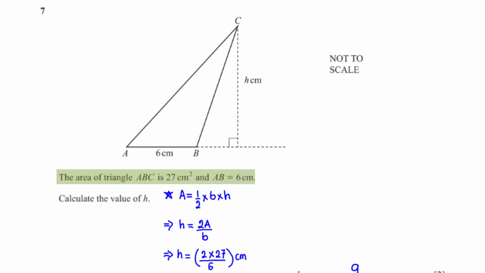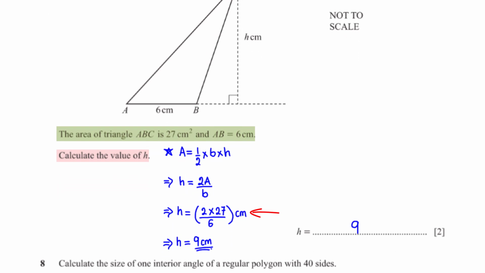The area of triangle ABC is 27 centimeters squared and AB is 6 centimeters. Calculate the value of h. One of the formulae for the area of a triangle is half base times perpendicular height. In this case, we need to find the perpendicular height of the triangle. So we make h the subject of the formula, which gives us h equals 2A divided by b. A is 27 centimeters squared and b is 6 centimeters. This gives us the height as 9 centimeters.